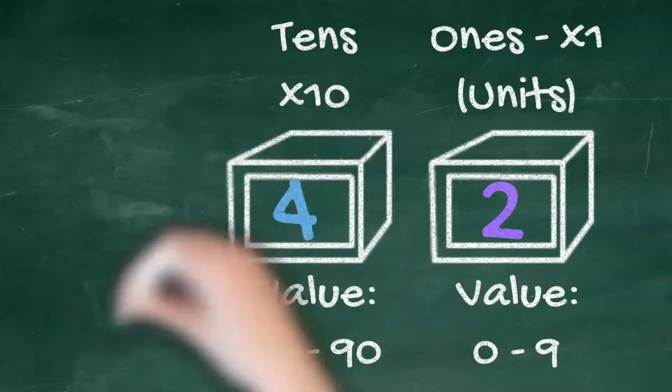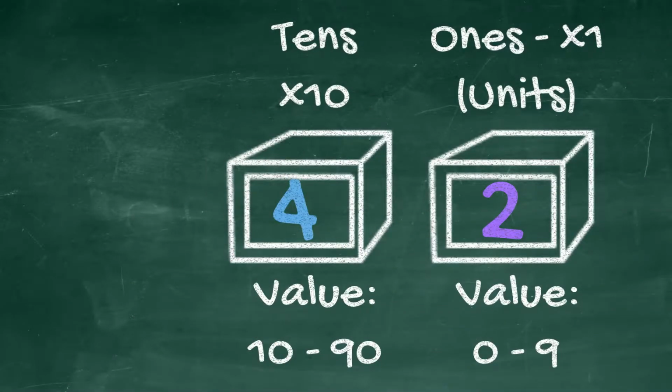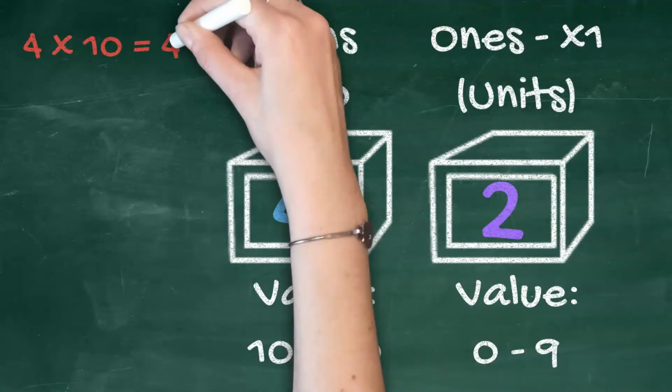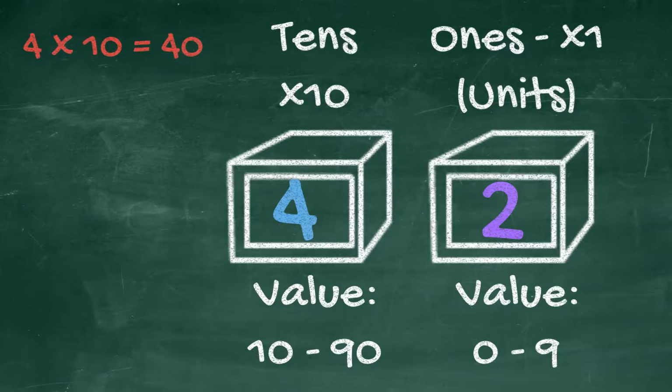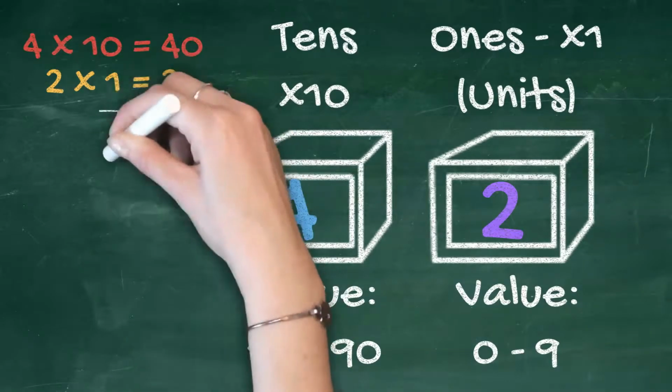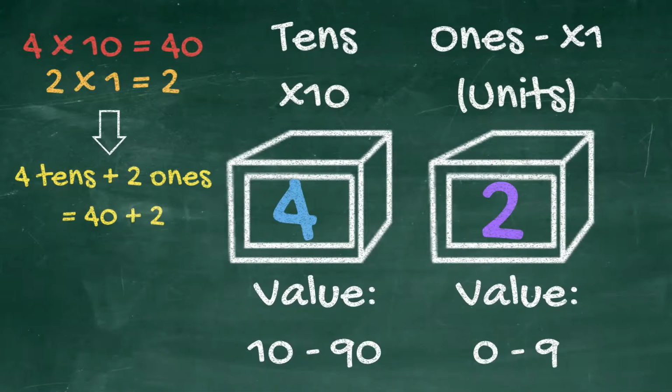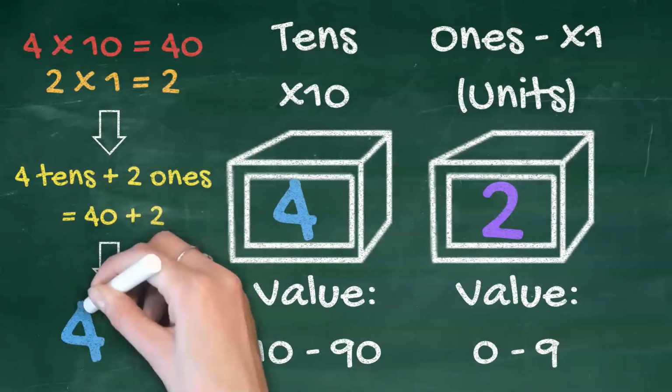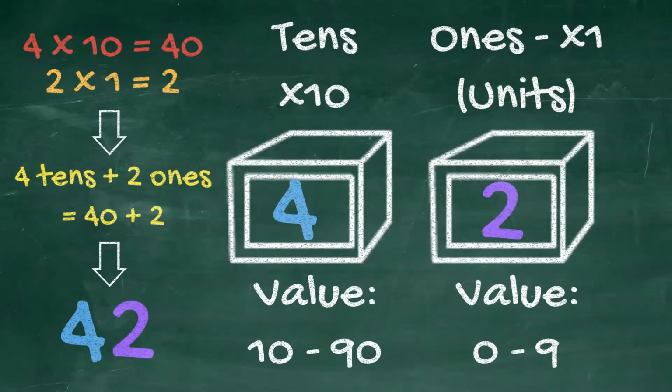So now we have a 4 on the left in the tens box and a 2 on the right in the ones box. The digit 4 in the tens box represents a value of 4 tens, or 40. The digit 2 in the ones box represents a value of 2 ones, or 2. The number 42 is literally a combination of 40 and 2. 40 plus 2 is 42.